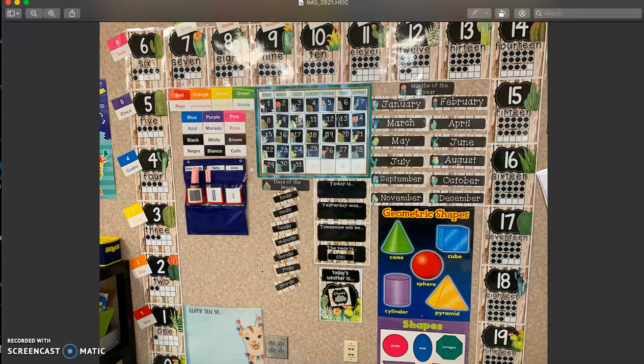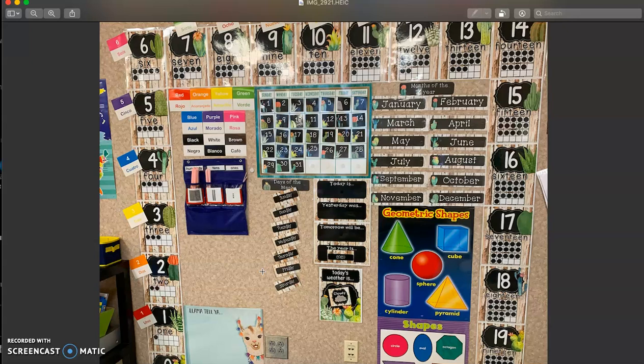Guys, let's go over our numbers in Spanish. And remember, we've only learned to 14 right now. So let's start. You ready? Uno, dos, tres, cuatro, cinco, seis, siete, ocho, nueve, diez, once, doce, trece, catorce.